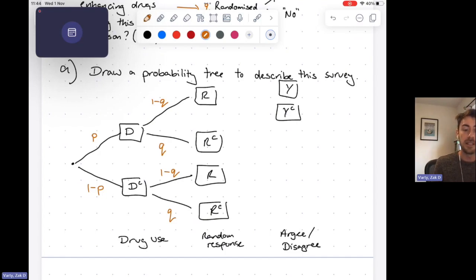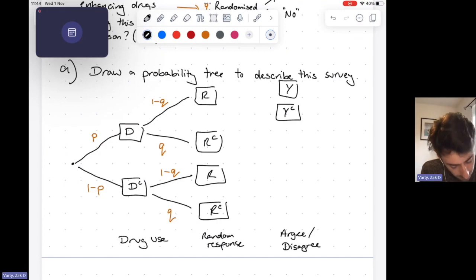And then finally, filling in this final stage, we know that if the student is giving a non-random response, so if we're in this top branch where the student has taken study drugs, and we're then following this line to give a non-random response, there's only one possible answer that they could have given here.